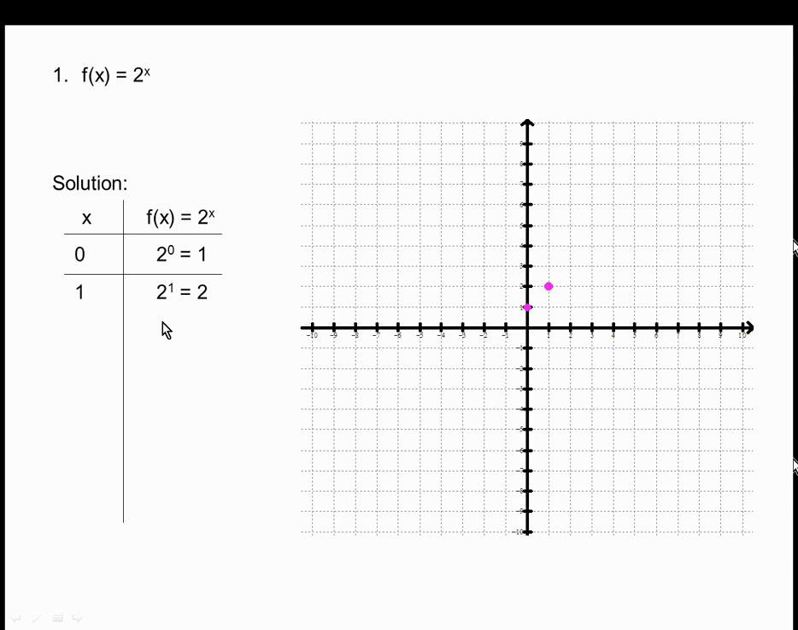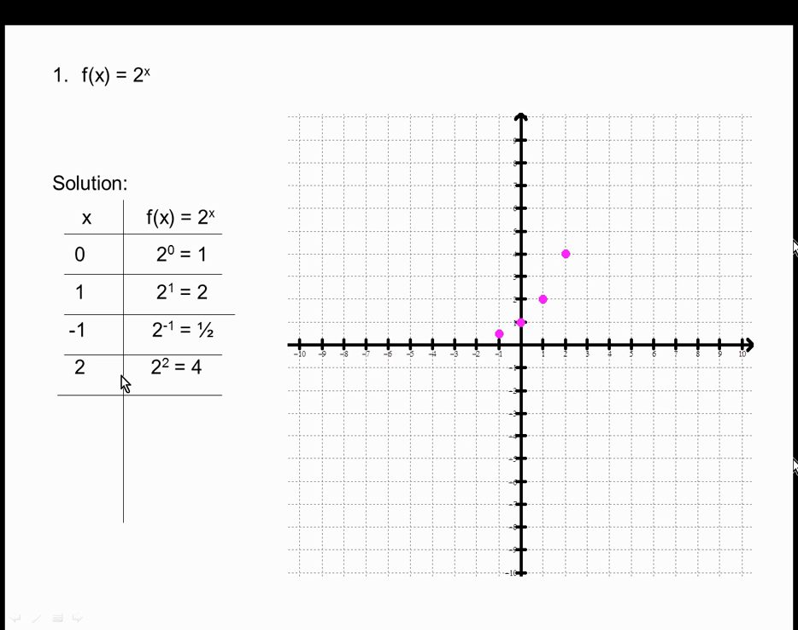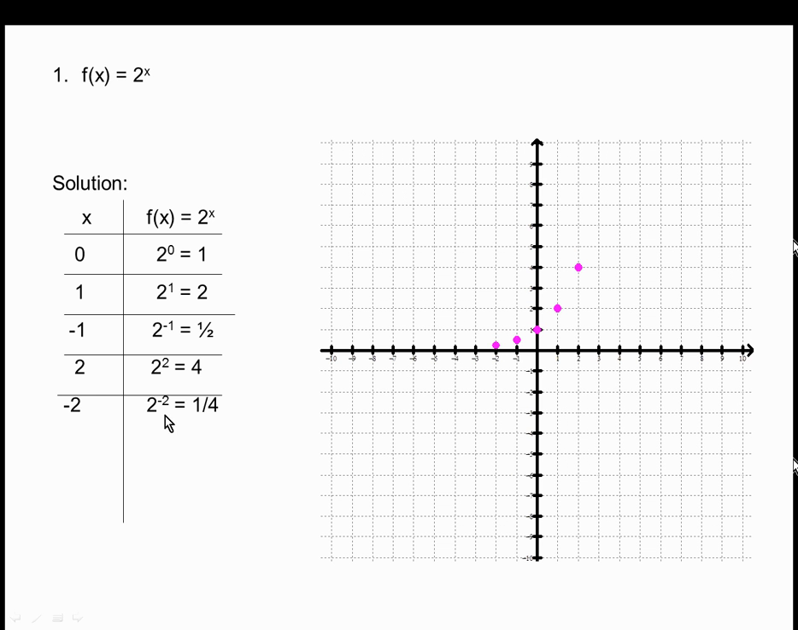If x is 1, 2 to the first is 2. So I've got 1, 2. Again, don't say it's a line. Remember, we've got to plot enough points to start seeing a nice shape take place. If x is negative 1, 2 to the negative 1 is 1/2. So at negative 1, I'm up here at 1/2. If I try 2, 2 squared is 4. So I'm at 2, 4. Hopefully you see it starting to curve a little bit now. If x is negative 2, 2 to the negative 2, I get 1/4.